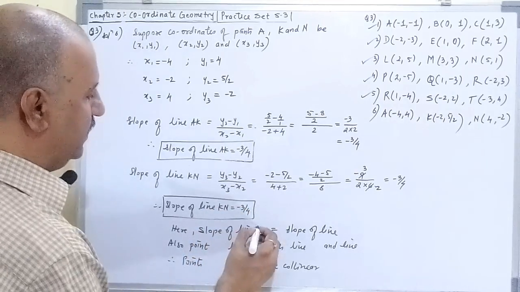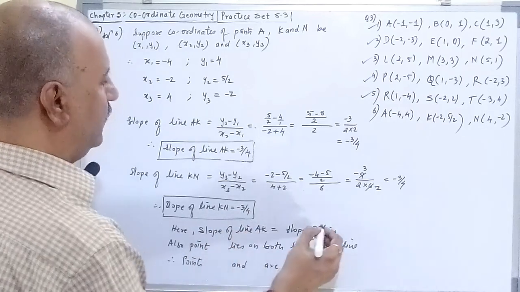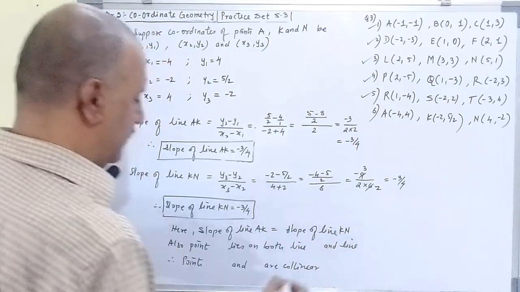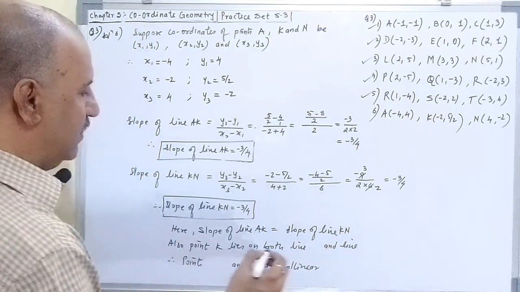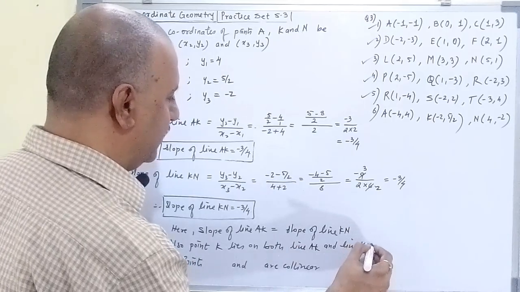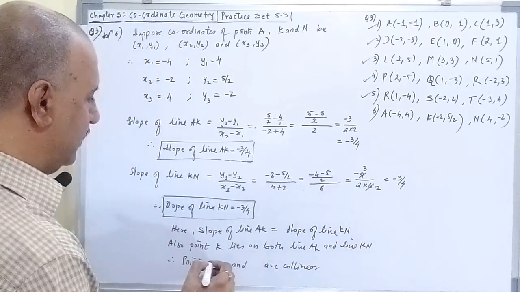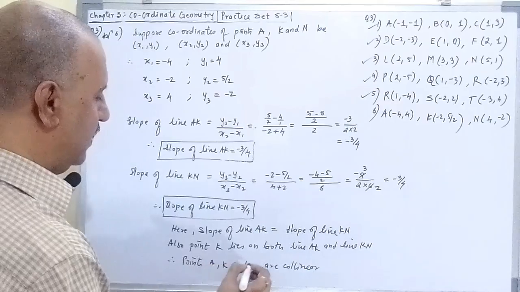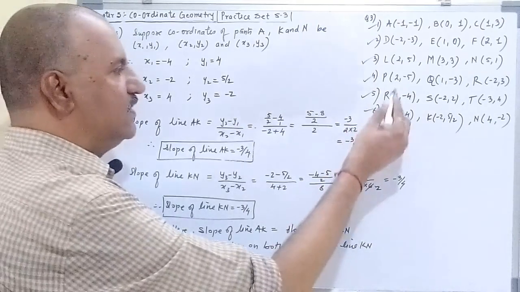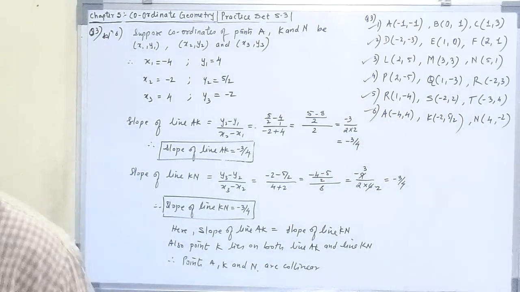So slope of line AK is equal to slope of line KN. Therefore point K lies on line AK and line KN. Therefore points A, K and N are collinear. So this sixth question is also done.